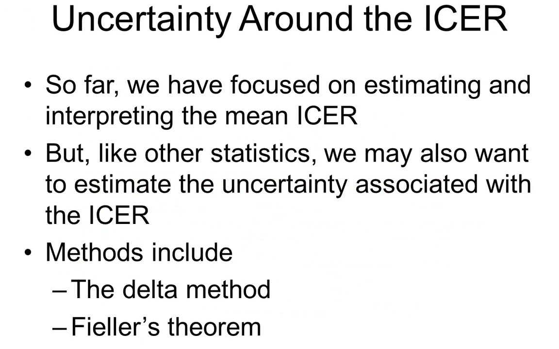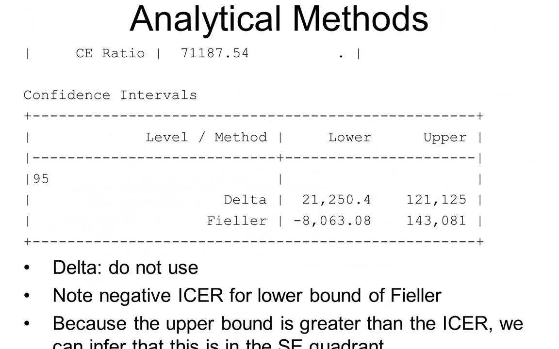So far, we focused on estimating and interpreting the mean ICER, but like any other statistic, we may also want to estimate the uncertainty that's associated with the ICER. Two numeric methods that have been used are the delta method and Fieller's theorem. And here I've shown you some results when the computer is asked to calculate the uncertainty. So I've shown you the lower and the upper 95% confidence intervals.